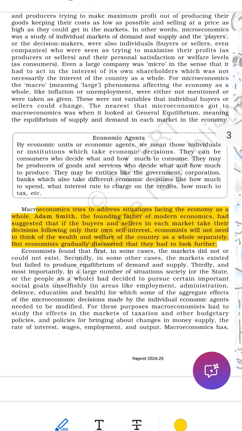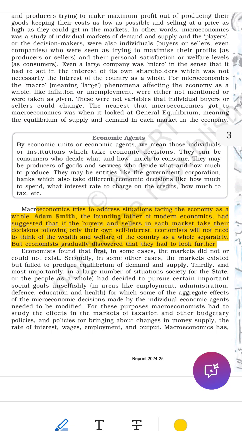Line 1. Macroeconomics tries to address situations facing the economy as a whole. Very simple meaning. Macroeconomics is a big word. Macro means big. It is about big things in the economy, not small things. It looks at the country's economy, not just one shop or one person. Example, if we want to know how many people don't have jobs, unemployment, why prices of many things are going up, inflation, or how much money the country is earning, GDP, we use macroeconomics.